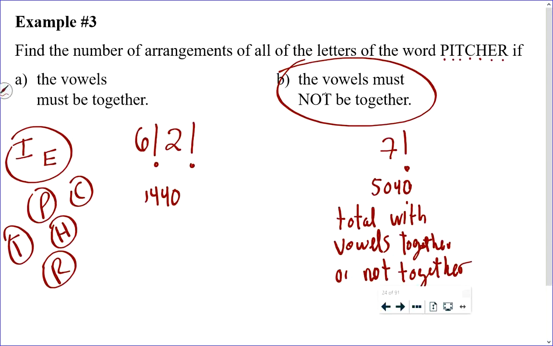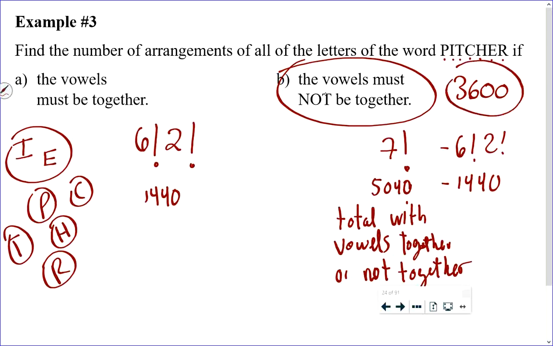So if I subtract this number, I get the answer, and unless my math is totally off, I get 3,600. Once again, before we go on, question B would be the question I would ask you. I wouldn't lead you on and tell you how to do it. Any questions with number 3?